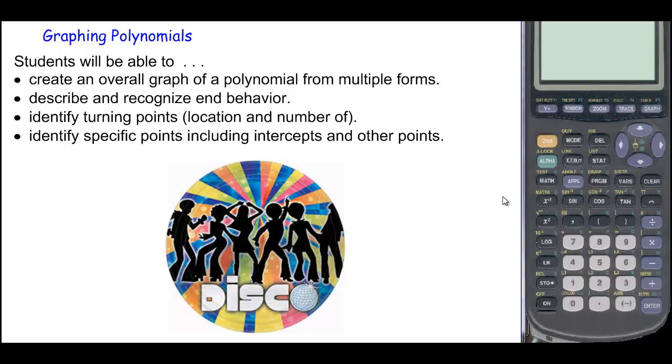And those again include the general shape of the graph, which includes end behavior, looking at opposite direction, same direction, how it relates to our examples that we used. And then turning points, be able to find them, identify them, number of. And lastly, can we use evaluation or synthetic division to find those specific points and locate those on the graph as well.